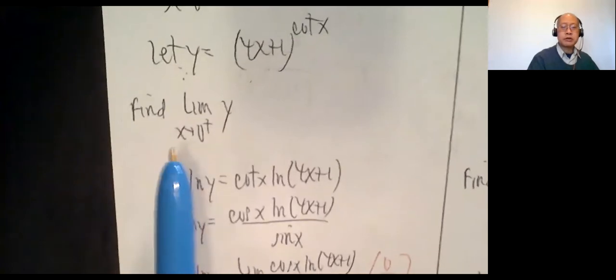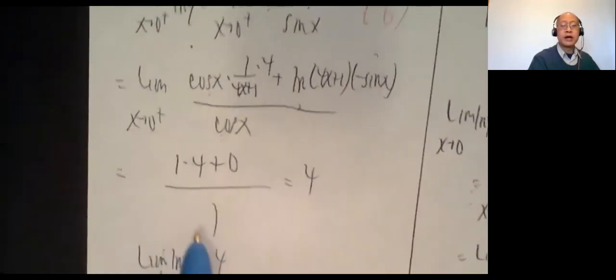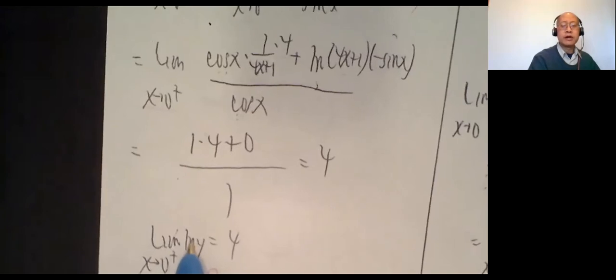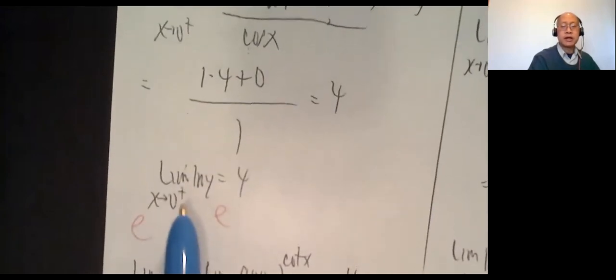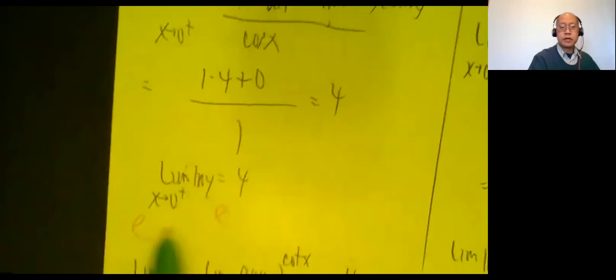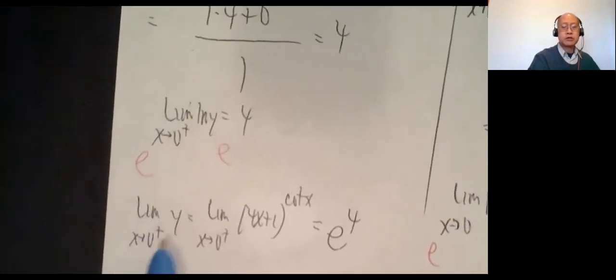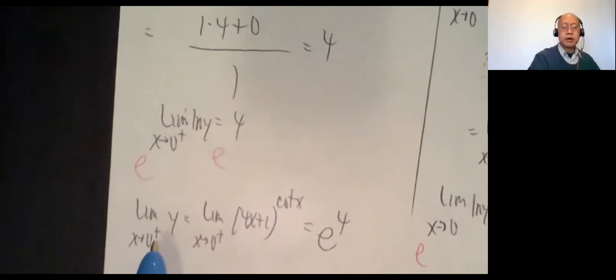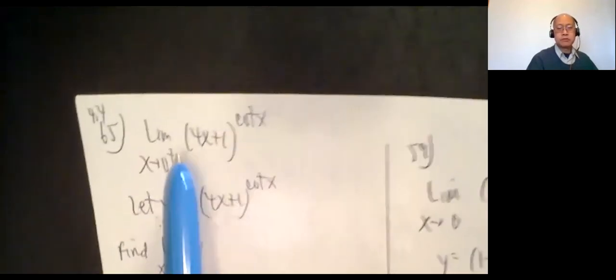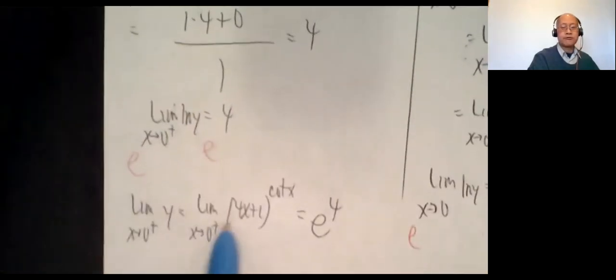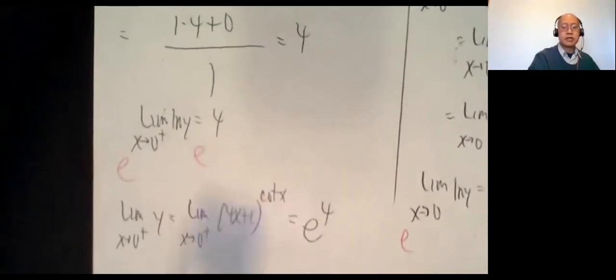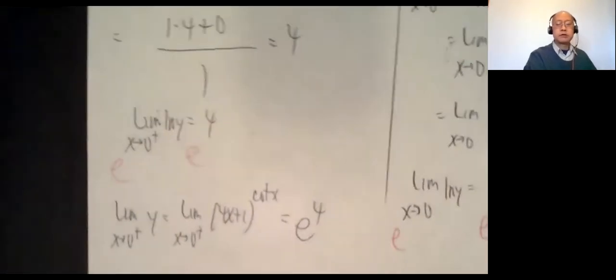But that's not my final answer. I need the limit as x approaches 0 from the right of y. I have the limit of ln y. So once again, to get rid of that ln, put an e. So e here, e here, e and ln cancel out. So I have the limit as x approaches 0 from the right of y. And just to remind ourselves what I was really doing, what was y? y was the ultimate original question, the limit as x approaches 0 from the right of (4x plus 1) raised to the cotangent of x. The final answer is e to the 4th power. So there we go.